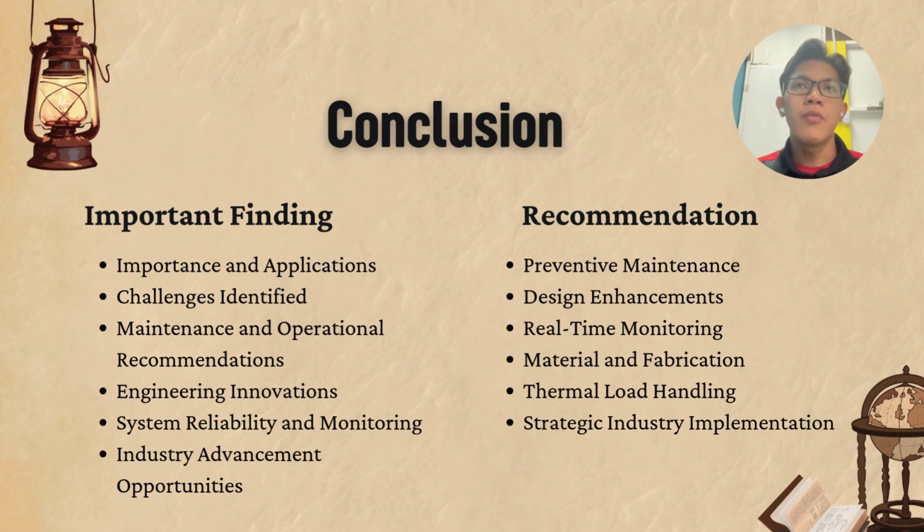And for the second term, in the recommendation, there are 6 contents too. For the first one is preventive maintenance. Regular maintenance is essential to address fouling, scaling, and corrosion, which are common issues impacting heat transfer efficiency. Recommended measures include water treatment to reduce scaling, applying protective coatings, and performing periodic inspection for fouling management.